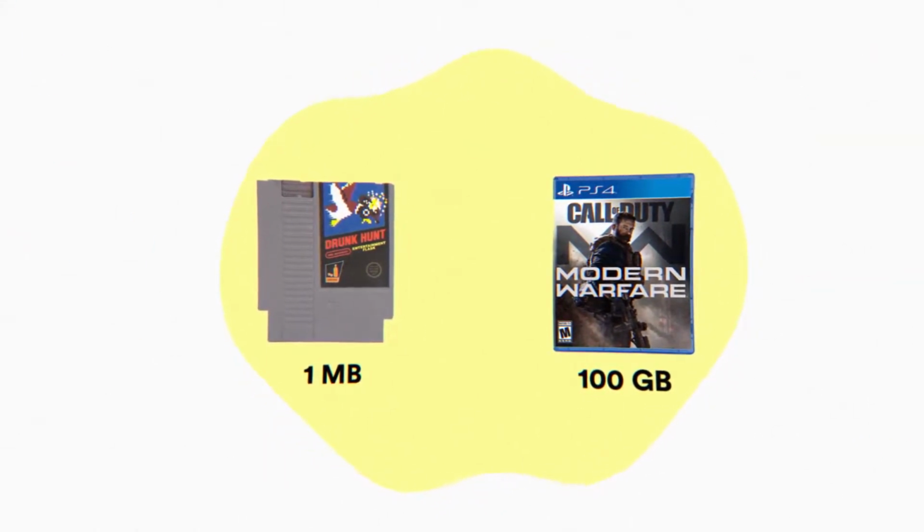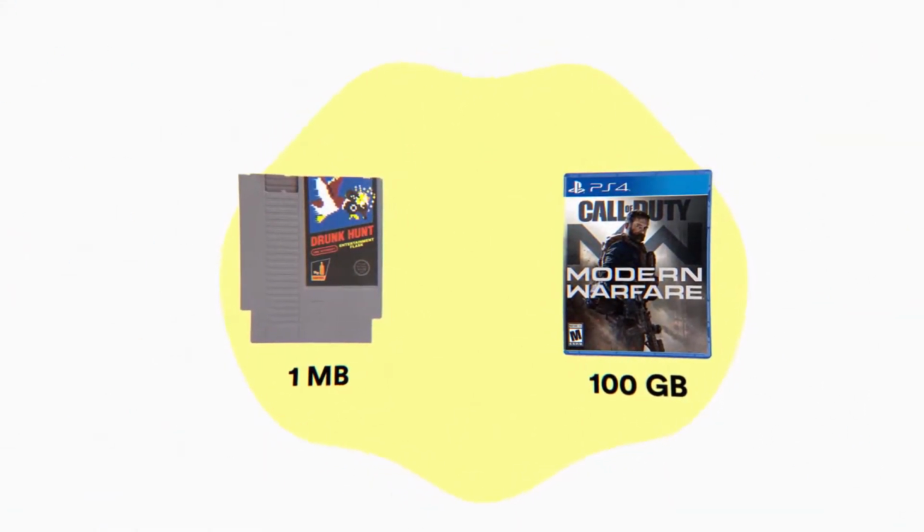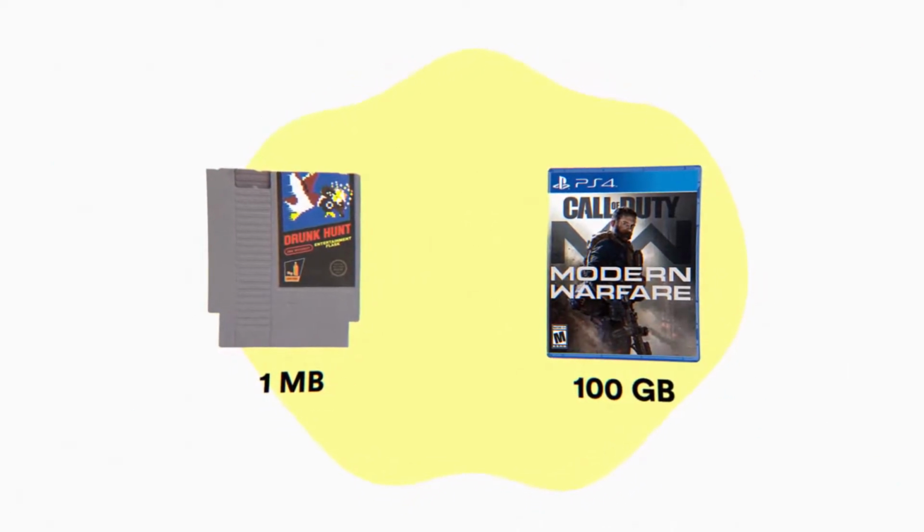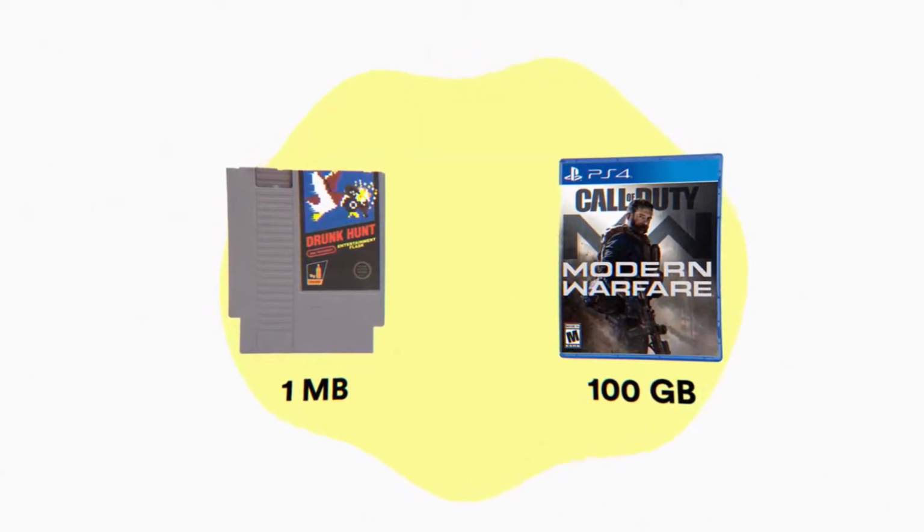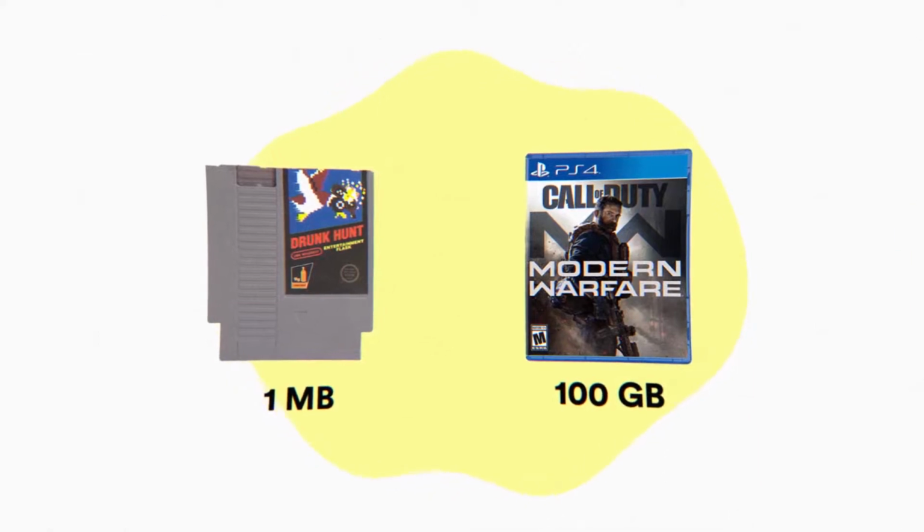How did we get here? How did we go from an average size of megabytes to hardware equivalent sizes of gigabytes of game storage?